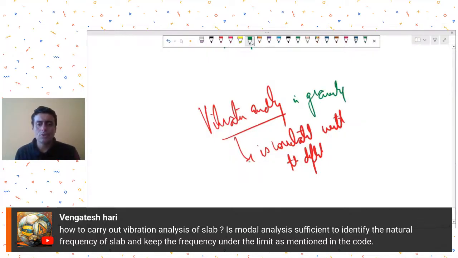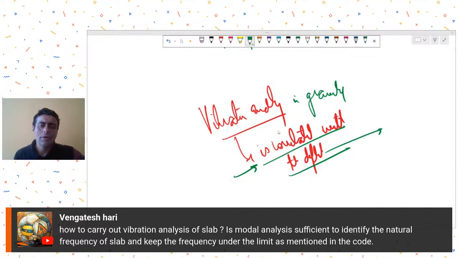So one way is to correlate the vibration with the deflection of your slab. There are some approximate formulas given for that. One other way is to conduct an actual frequency analysis, where you calculate the modal frequency and compare it with the allowable frequency value given in the code. So that is another way.